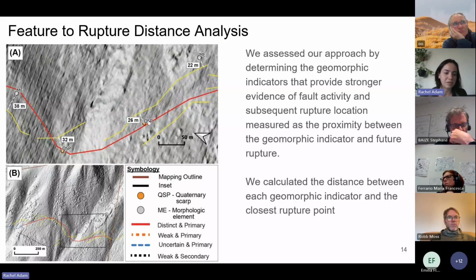The idea behind this is that we wanted to see which features are stronger indicators of fault location than others. And that's just measuring the distance between them and getting some metrics off of it.